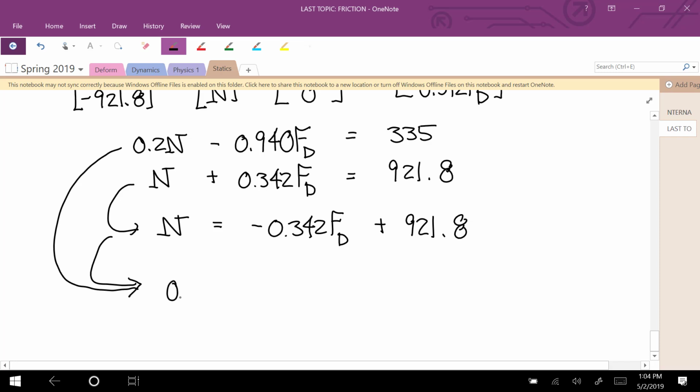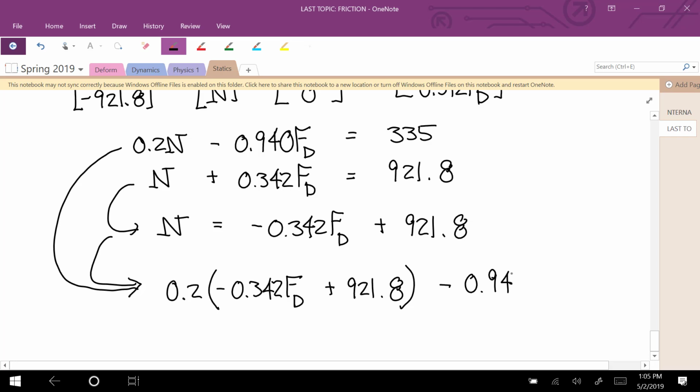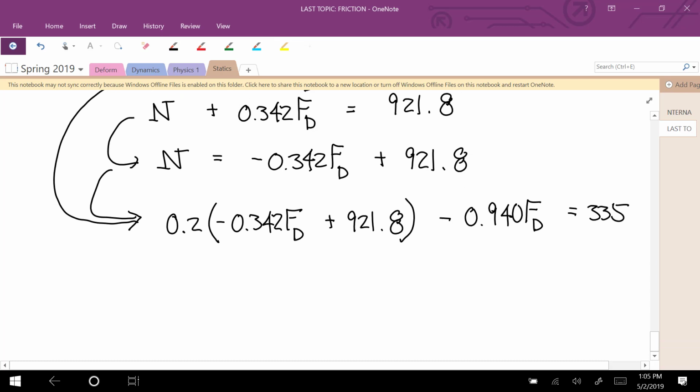and you get that 0.2 times the quantity negative 0.342 FD plus 921.8 minus 0.940 FD is equal to 335. And can someone do the algebra of that and calculate FD for me?